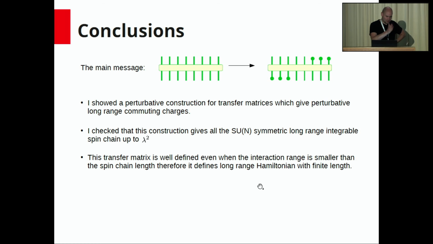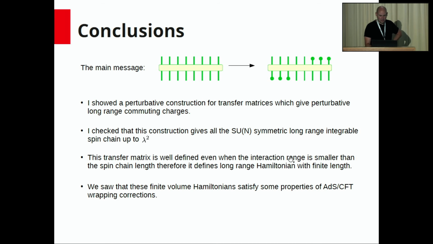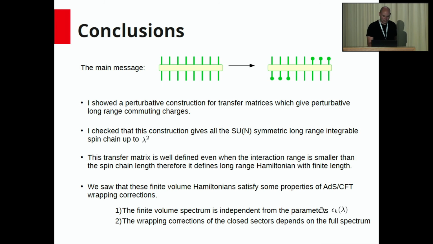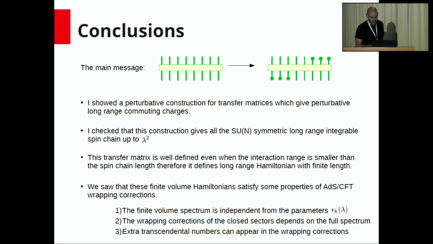And this transfer matrix can be used to define Hamiltonians with finite lengths, and we saw that this finite volume Hamiltonian satisfies some properties of the AdS/CFT wrapping corrections. The first one was that the finite volume spectrum is independent from the parameters epsilons. The second one was that the wrapping correction of closed sectors depends on the full spectrum, and extra transcendental numbers can appear in the wrapping corrections.